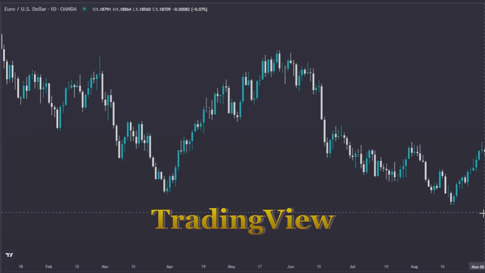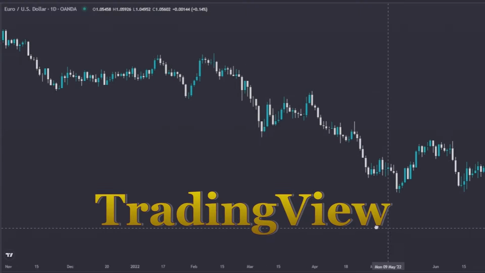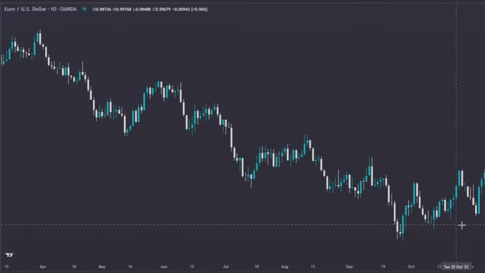Let's go! So I'm on TradingView, which is the platform that I use to backtest every indicator and strategy.